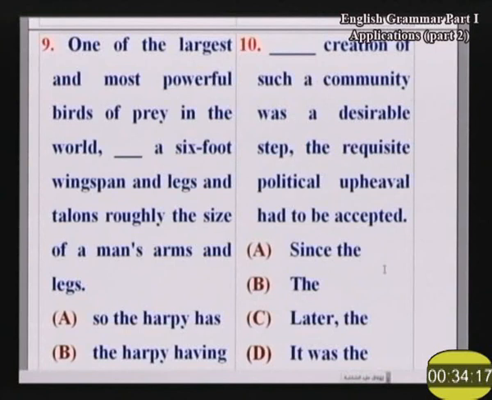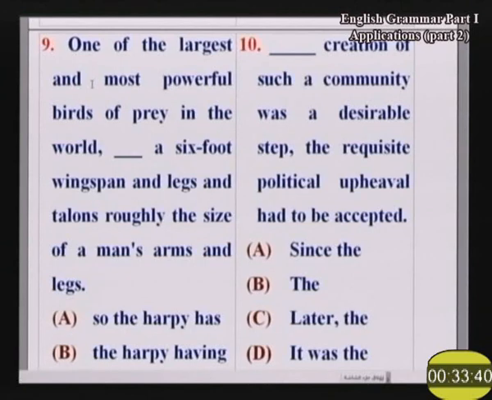One of the largest and most powerful birds of prey in the world, a 6-foot. طبعا one of the largest and most powerful birds of prey in the world وبعدين كما، يبقى ده ايه؟ ده اللي بنقول عليه الopposition، البدل. يبقى أنا عايزة هنا إيه؟ subject. طيب عندنا verb a 6-foot wingspan and legs and talons roughly the size of a man's arms and legs.